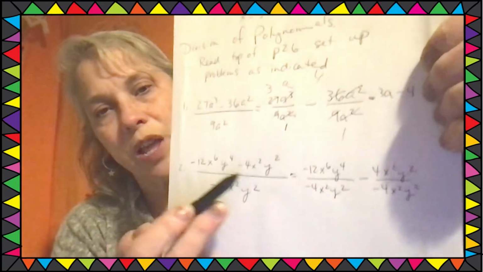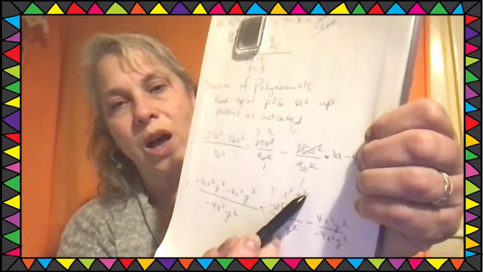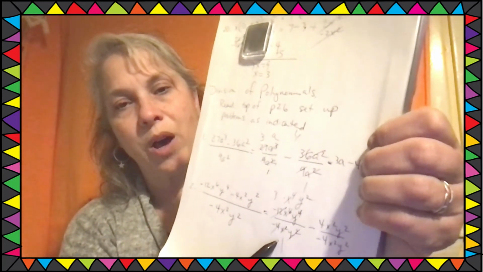So I'm going to reduce. Negative 12 over negative 4 is positive 3. 6 minus 2 is 4, so I get x to the fourth on the top. 4 minus 2 is 2. So I get 3x to the fourth y squared on the top, 1 on the bottom.